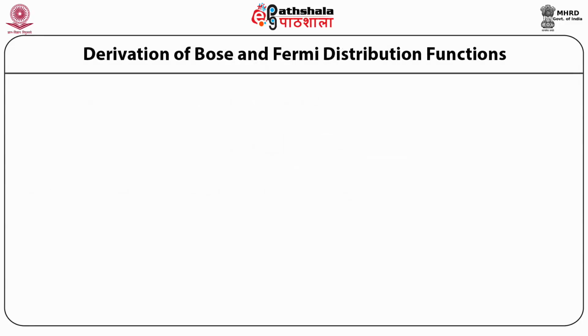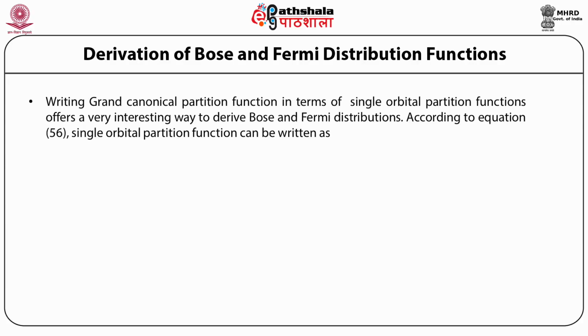Once again, one can notice that it is an extensive quantity. Derivation of Bose and Fermi distribution functions. Writing the grand canonical partition function in terms of single orbital partition functions offers a very interesting way to derive Bose and Fermi distributions. According to equation 56, the single orbital partition function can be written as Z1 is equal to summation over nr of f e raised to power minus er upon kBT, whole raised to power nr.